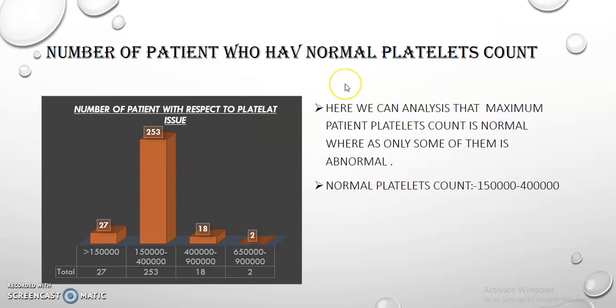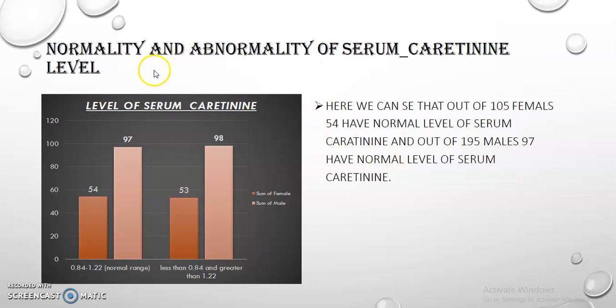Number of patients who have normal platelet count: we can clearly see that 255 is the normal criteria, and other than this, these are abnormal. More than half of people have normal platelet count. Normality and abnormality of serum creatinine level: we can clearly see that the normal range is this for female and for male, and the abnormal range is this for female and for male.